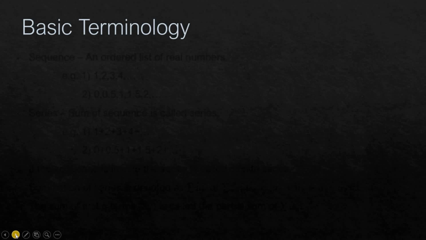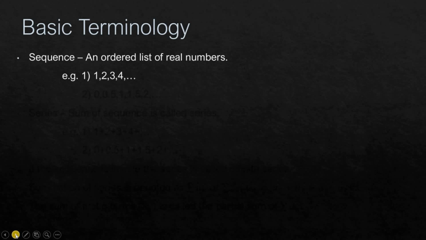By definition, a sequence is an ordered list of real numbers. So you can take any numbers, but they should be in a particular order. For example, 1, 2, 3, 4 or 2, 4, 6, 8 or 0, half, 1, 1 half, 2, etc. will make a sequence. So now we are ready to define what a series is.